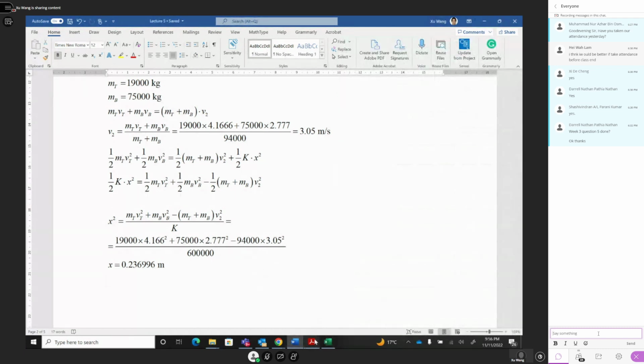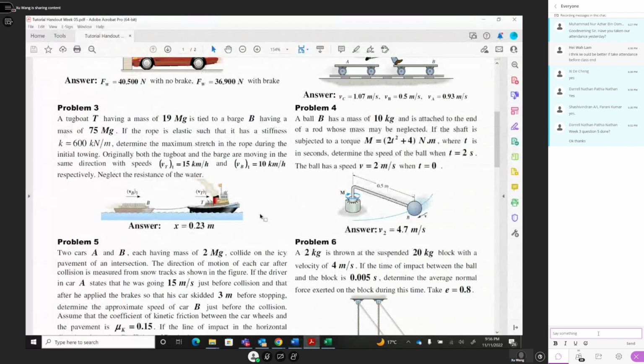Okay, so we move to the next one, question 3 and question 4. Question 4: a ball has a mass of 10 kilograms and is attached to the end of the rod, whose mass can be ignored or neglected. If the shaft is subject to the torque 2t squared plus 4, where t is in seconds, determine the speed of the ball when t equals 2 seconds.